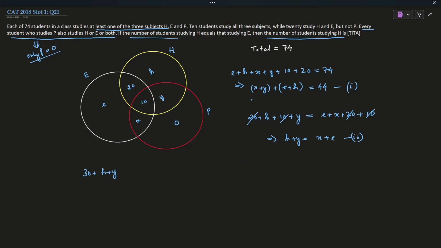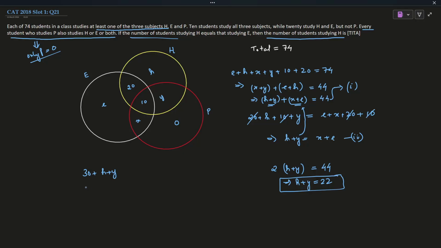Guys, this can be written as H plus Y, X plus E equal to 44. Now guys, what does equation 2 say? It says that these two terms are equal. These terms and these terms are equal. So I can replace X plus E by H plus Y. So I will have 2 times H plus Y equal to 44. From here I will have H plus Y is equal to 22.